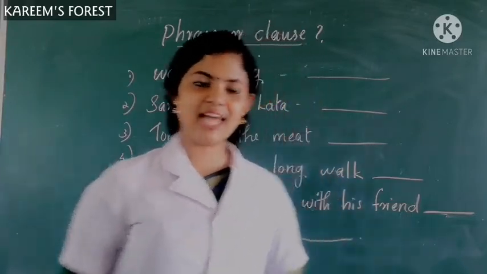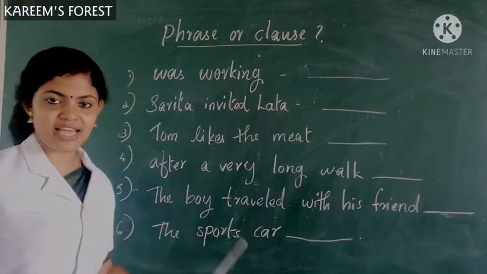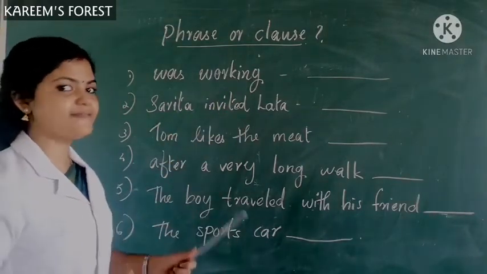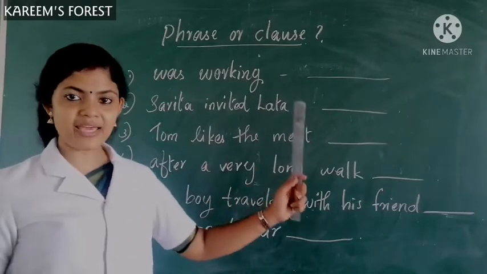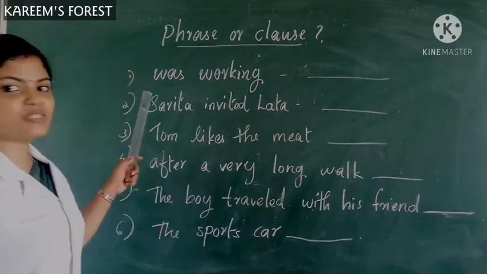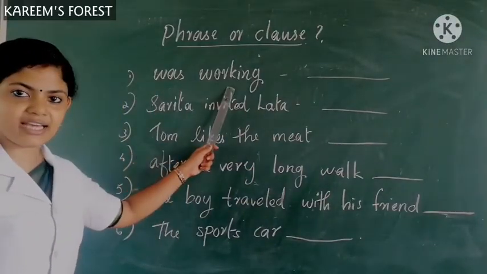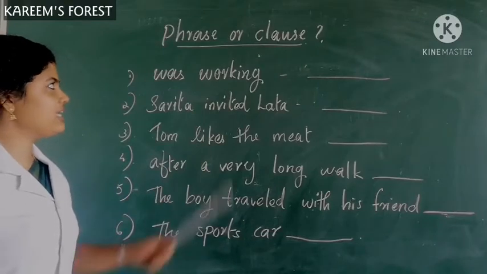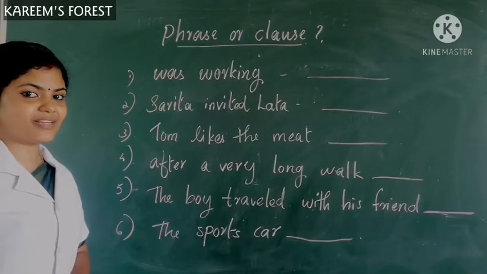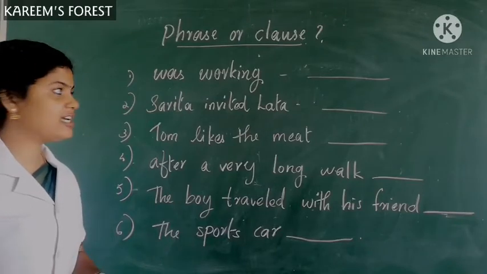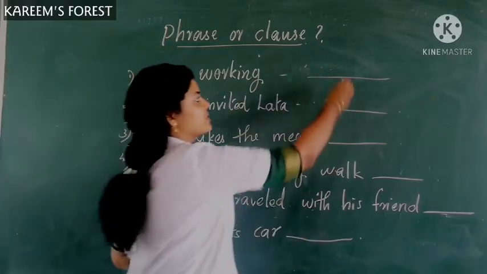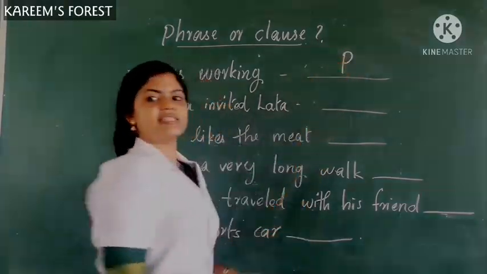Okay, now let's do the activity. Here you have to say whether these are phrases or clauses. If it is a phrase, we can mark it P. If it is a clause, we can mark it as C. Okay, first one, was working. Is it a phrase or clause? Yes, it is a phrase. Why? Because there is no subject. Subject is not there. So it is a phrase. So we can mark it as P.